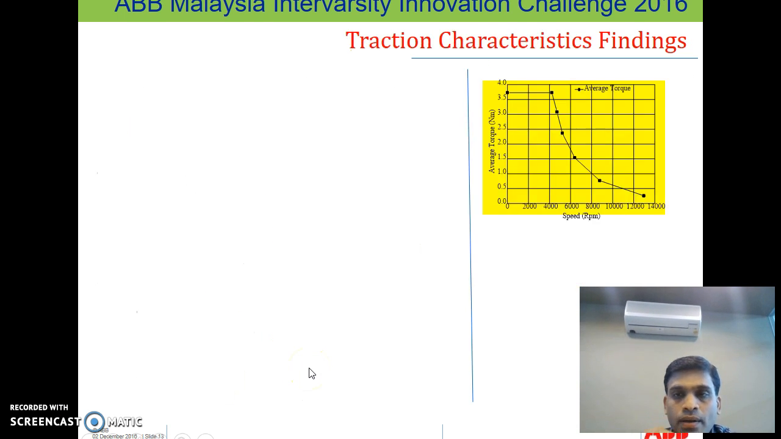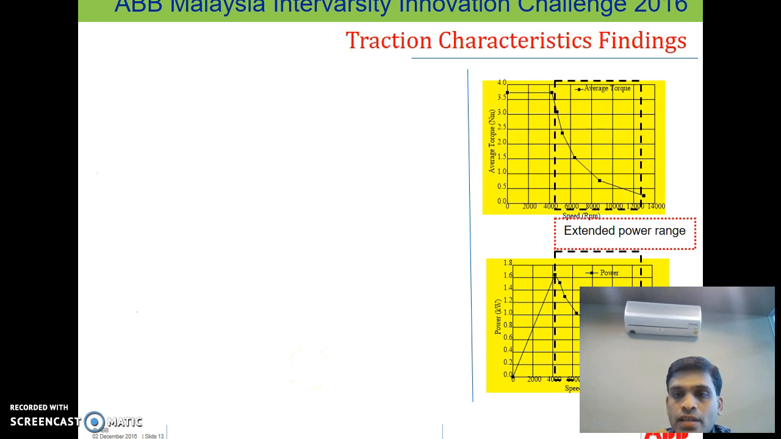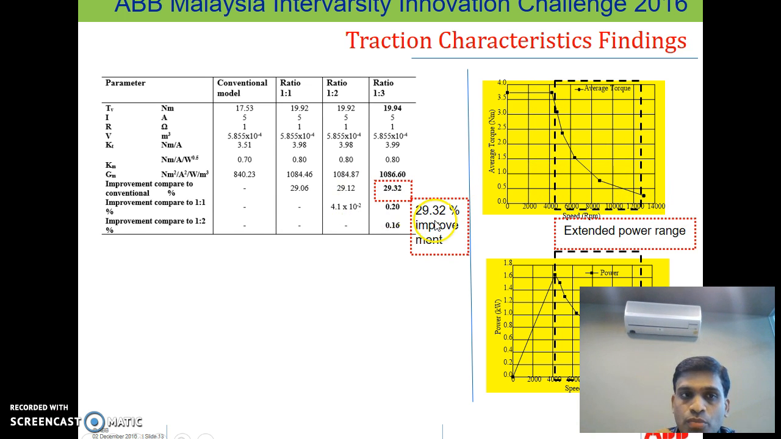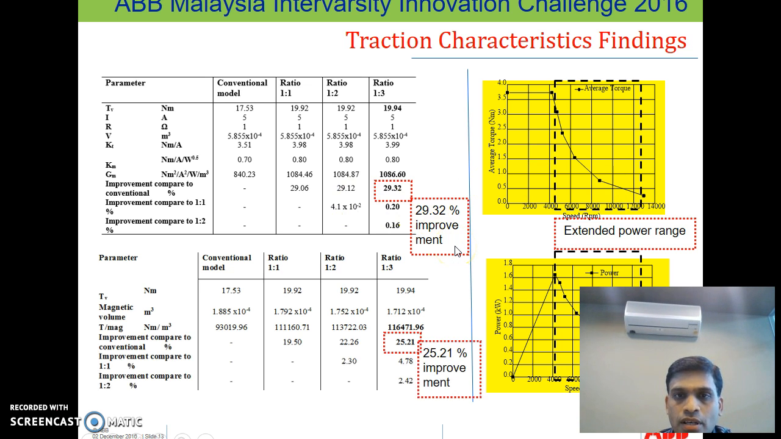Then you explain the gear operational condition by putting the values in terms of the coil excitations. Then the traction findings: as you can see here, the extended power is already achieved. So you can say there is an improvement from the conventional design of about 30%. And in terms of torque to magnet volume, there is an improvement of 25.21%. Because essentially they will ask, now you are increasing the magnet, so is the volume not the same? So you have to justify. Definitely that question they will ask.